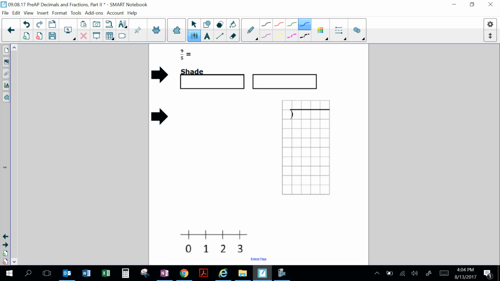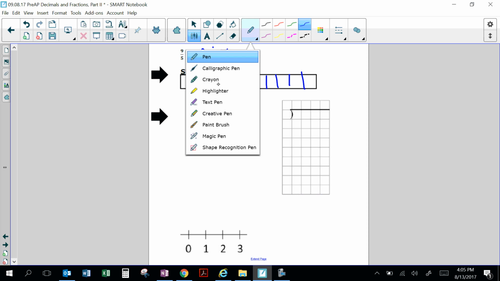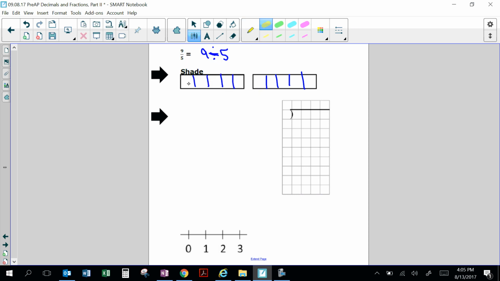Next example. So these are terminating decimals. Terminating decimals is when there's no more remainder. It stops. It terminates. 9 divided by 5. So how would you show this using fraction bars? Let's divide these into fifths. Using my highlighter, I am going to shade in 9 of them, 9 of the fifths.